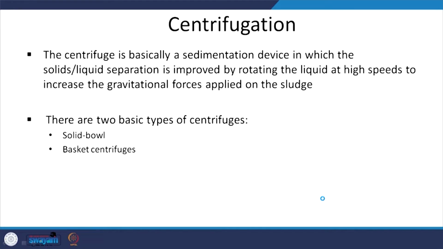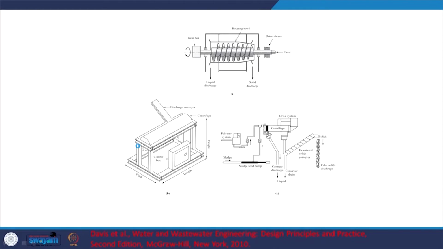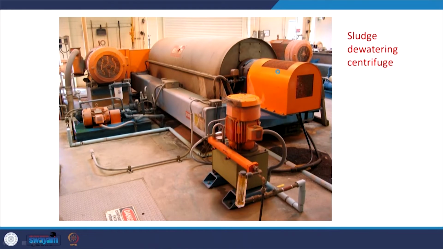So, centrifugation, a typical aspect. We know it is similar to a sedimentation device. Here what are we doing? We are rotating the liquid at high speeds to increase the gravitational force applied on the sludge. There are different kinds, solid bowl and basket centrifuge. I will not go into this in detail. Here we have a particular schematic. Let me move on. This is a simple aspect.